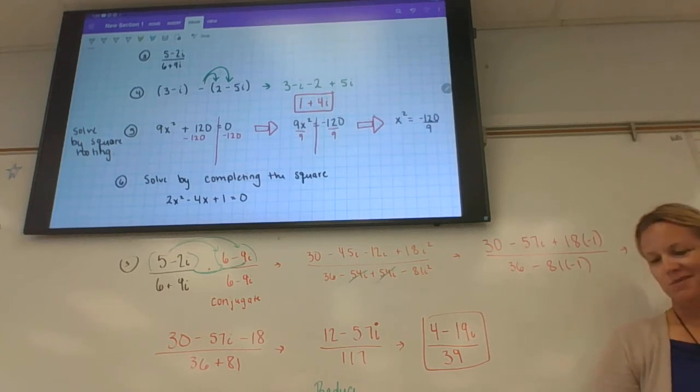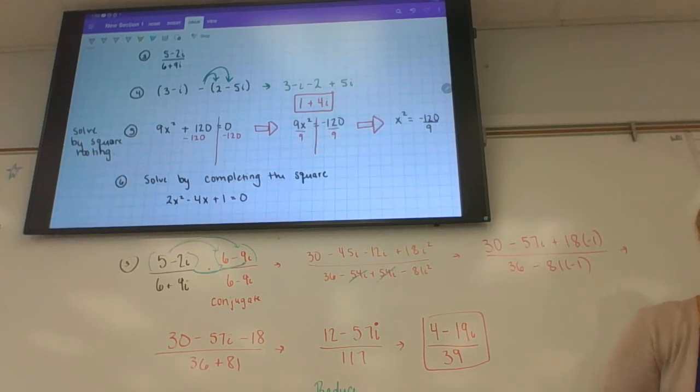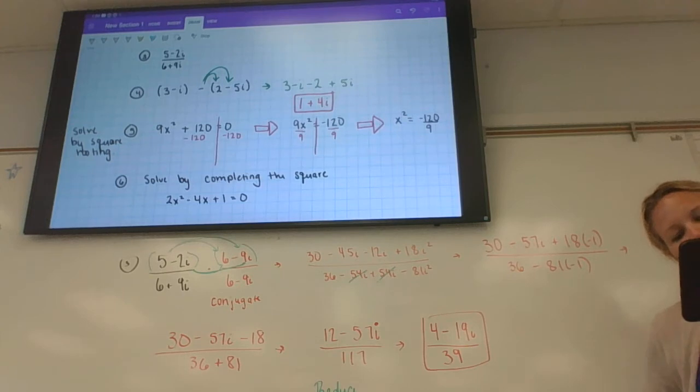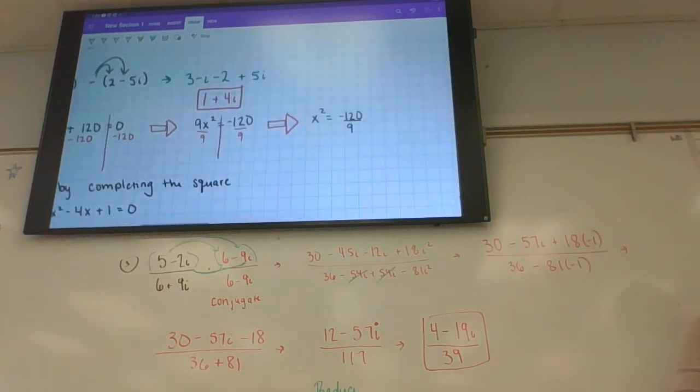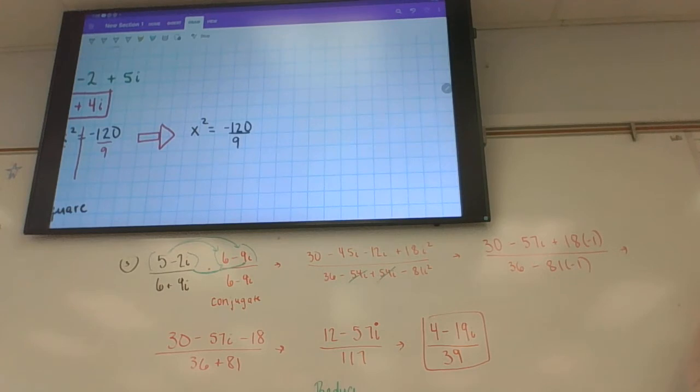Does 120 divide by 9? I feel like it does. No, it's like 13.3. They both divide by 3. Okay, let's continue. What I would do next, in your shoes, is square root both sides.